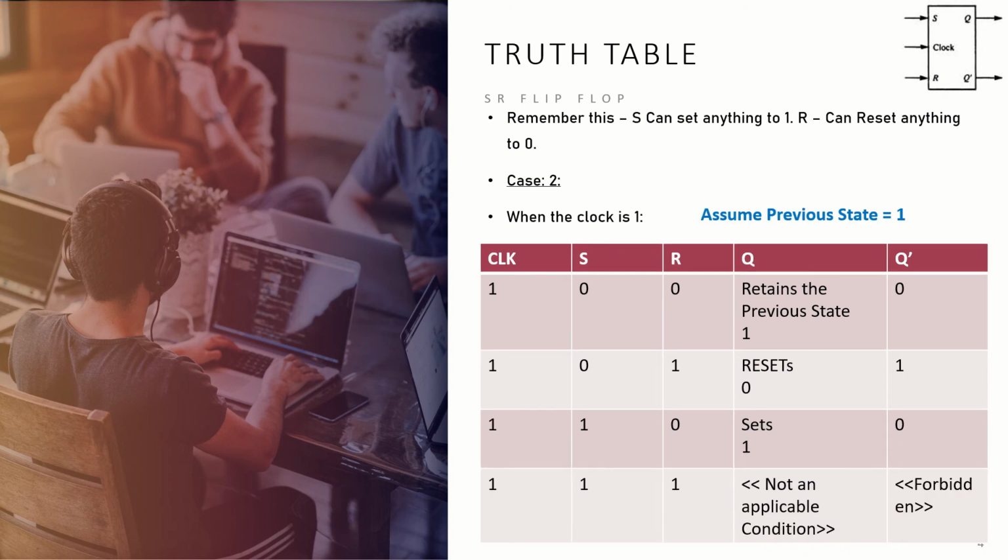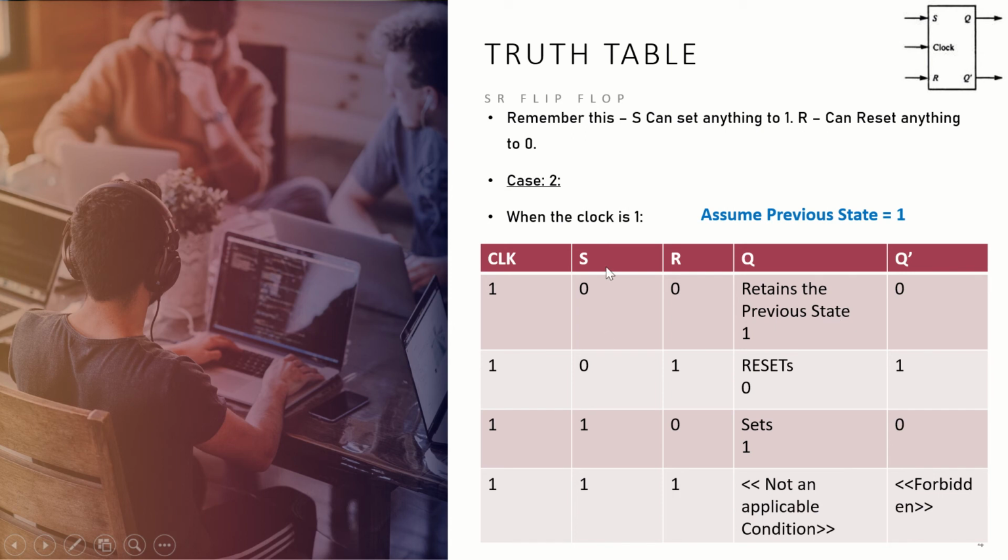That's it. Let's get into the state where clock gets to 1. Assume that the previous state is 1. Remember, the previous state is 1 and the clock is set to 1. Now, the clock is 1, S is 0, R is 0. It is not set, it is not reset. There is no indication for set or reset bit. So what will happen? It will retain the previous state. The previous state is 1 and it is retained.